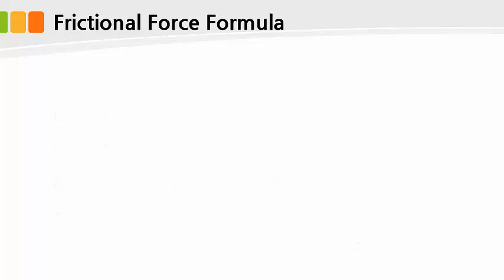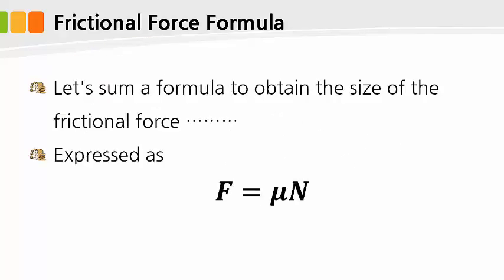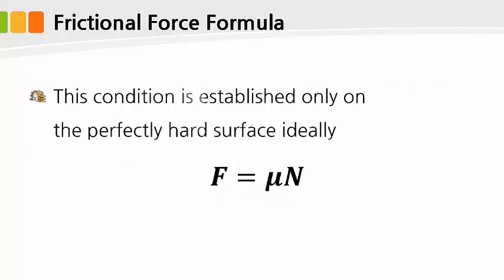Let's sum up a formula to obtain the size of the frictional force. It is expressed as F, which is proportional to the coefficient of friction mu and the normal force N. This condition is established only on a perfectly hard surface, ideally.